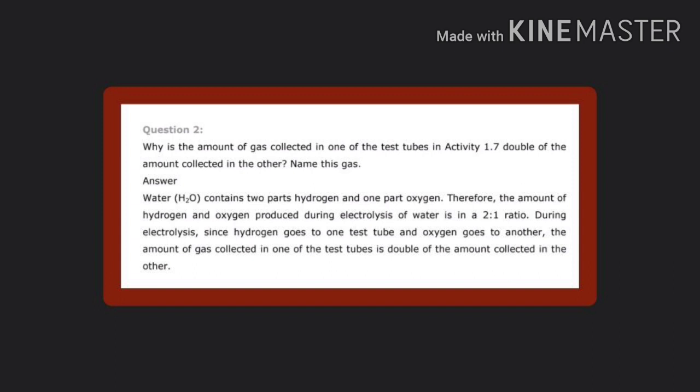So double the amount of hydrogen is produced than oxygen. For every 1 molecule of oxygen produced, 2 molecules of hydrogen were being produced. That is why one gas was double. So the 2:1 ratio is of hydrogen and oxygen.